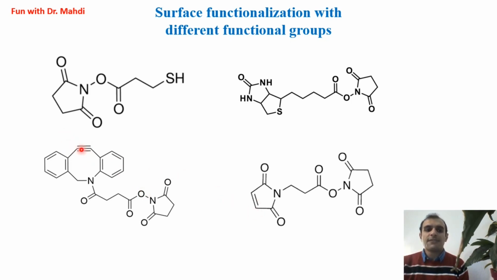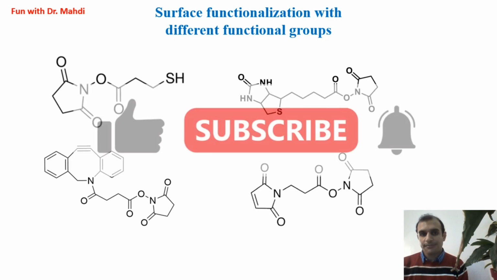When we cover the surface with alkyne, we can do thiol-ene or SPAAC, strain promoted alkyne azide cycloaddition. I mean, two different types of chemical reaction. And also, after doing NHS amine reaction, when we cover the surface with maleimide, we can do thiol and maleimide cycloaddition. That is another type of chemical reaction.